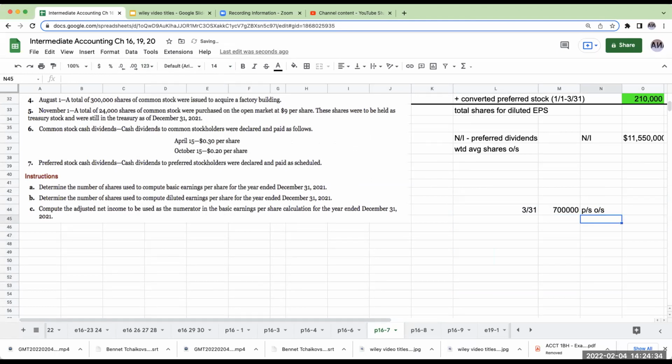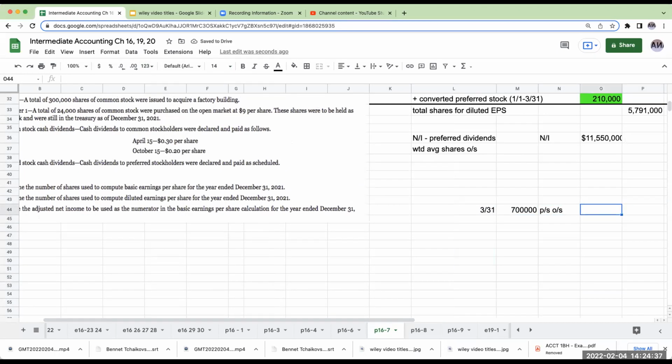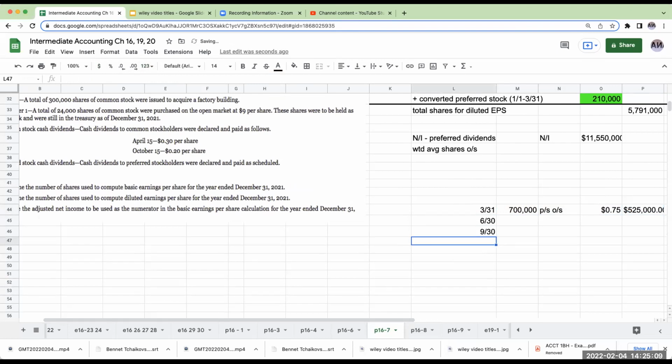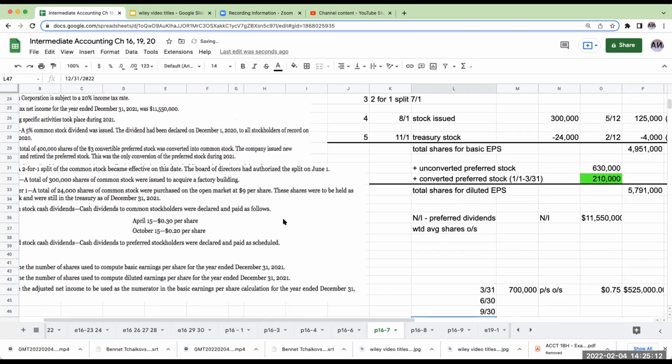Preferred shares outstanding. My dividend rate, because it's paying quarterly dividends, my annual dividend is going to be $3. So on a quarterly basis, it's going to be 75 cents per share. So there were 700,000 shares of preferred stock outstanding on this day at 75 cents per share. So my preferred dividend that I paid on that date was 525,000. So my next ones are going to be 6/30, then I think September 30th and December 31st.